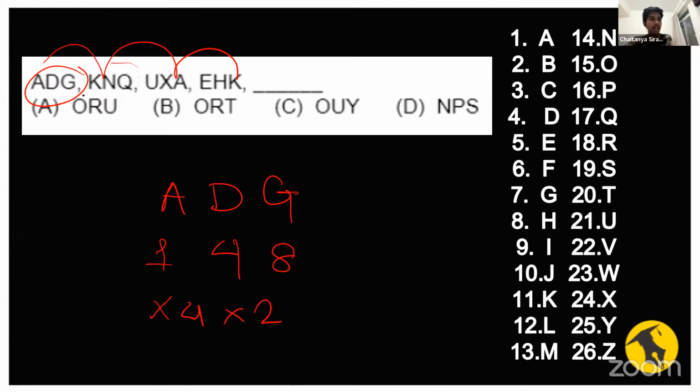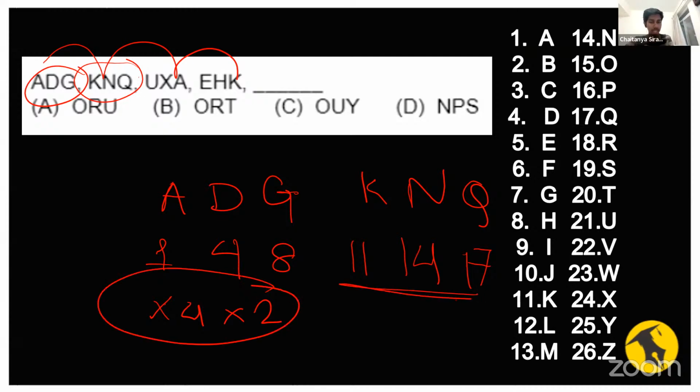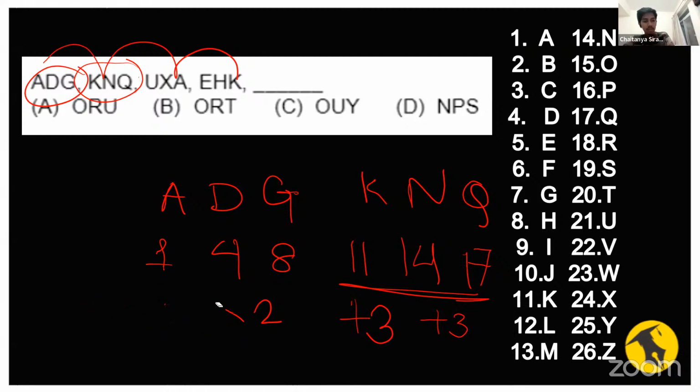All right. Then I assess the second one, K, N, Q. K is 11, N is 14, and Q is 17. Now I don't see this pattern happening here. So what else can be there? Here I am doing a plus 3, and again I am doing a plus 3. But the plus 3 logic will work in the first place at least.